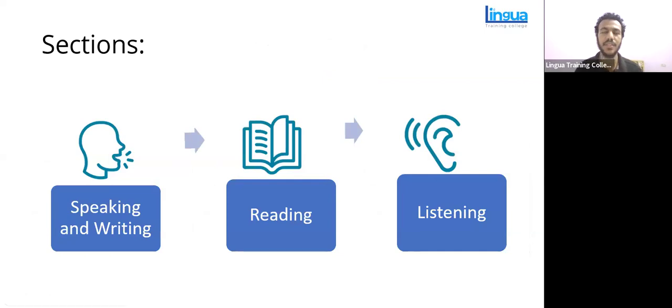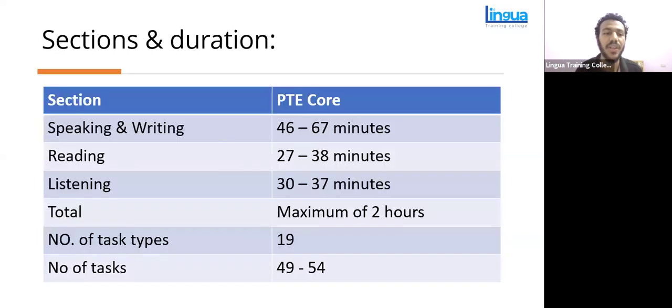Here we have this: the test is divided into 3 sections, but you take it in only one sitting, so there are no breaks. You just take it in 2 hours and that will be it. Speaking and writing are in the first section, followed by reading, and you end with listening. Most of the questions we have in the test are integrated questions, so they test more than one skill at a time. Most of them do so, and we'll have a look at the types of questions.